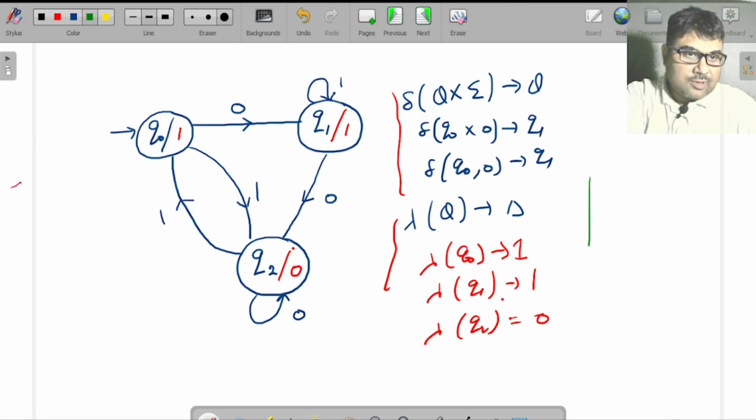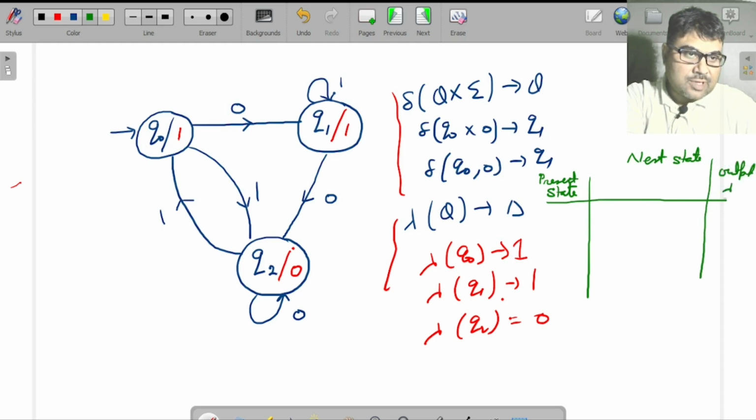If you make the transition table for this one, it will look like this. You draw the table. First you write the present state. Then we talk about the next state, and further you have the output, that is lambda. The next state is dependent on the input. There are two inputs, 0 and 1.